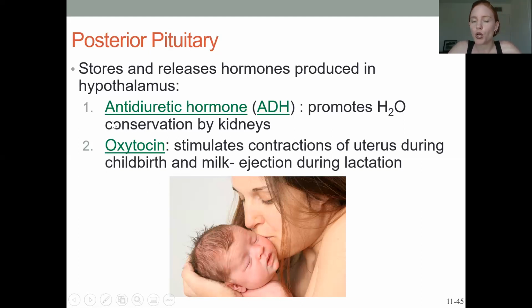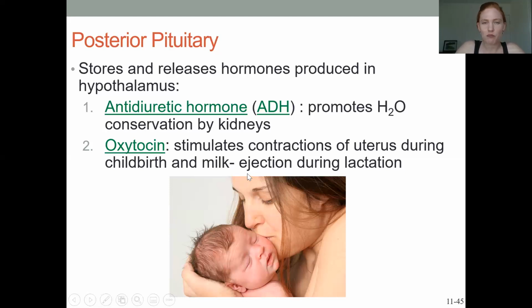Oxytocin is a little bit more complicated. It's called the bonding hormone because it's released when you have positive touch that you like. This could be a nice hug, a pat on the back, or a good handshake, and it's released and helps strengthen bonds.